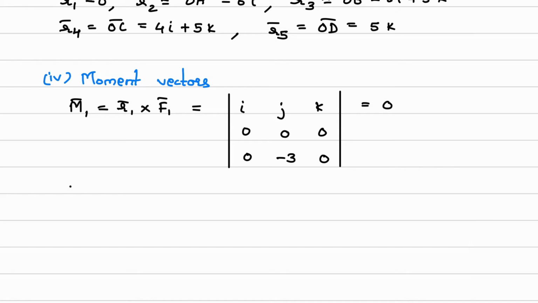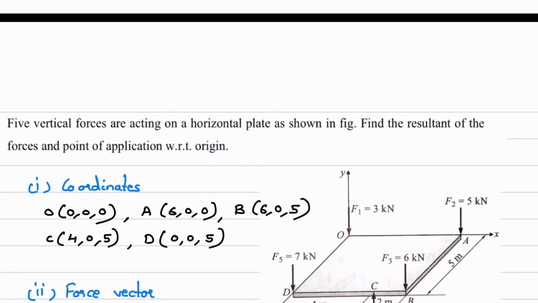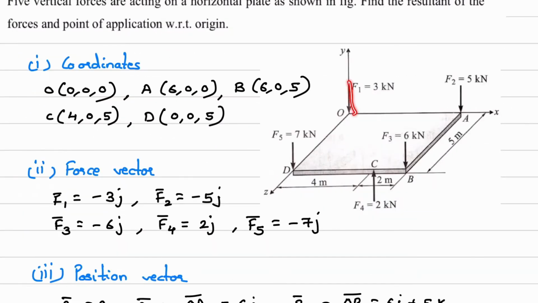Why this moment is 0? Because force vector F1 is passing through moment center. If you consider two-dimensional force system, moment about moment center is force into perpendicular distance. So here this distance is important. Now that distance is 0 for F1. That is why moment vector of force 1 is 0.